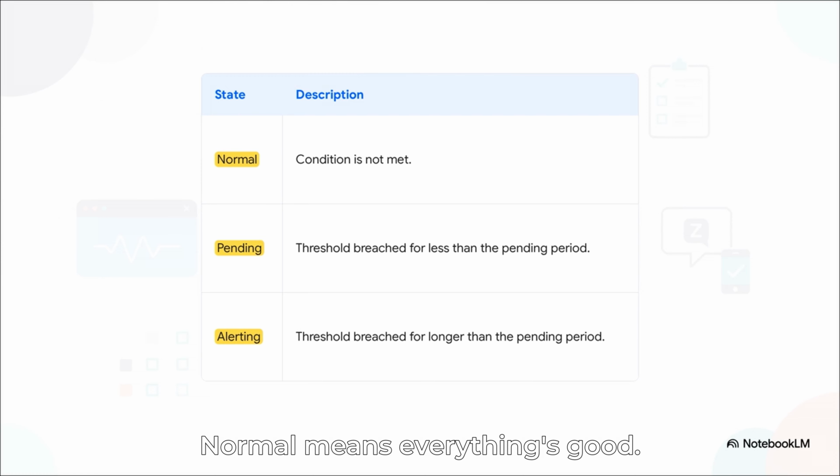Normal means everything's good. Pending is that, hang on, let's just make sure this is a real problem, waiting room. And alerting, or firing, is when it's time to actually pay attention. This whole life cycle is what turns a simple check into a truly reliable signal.